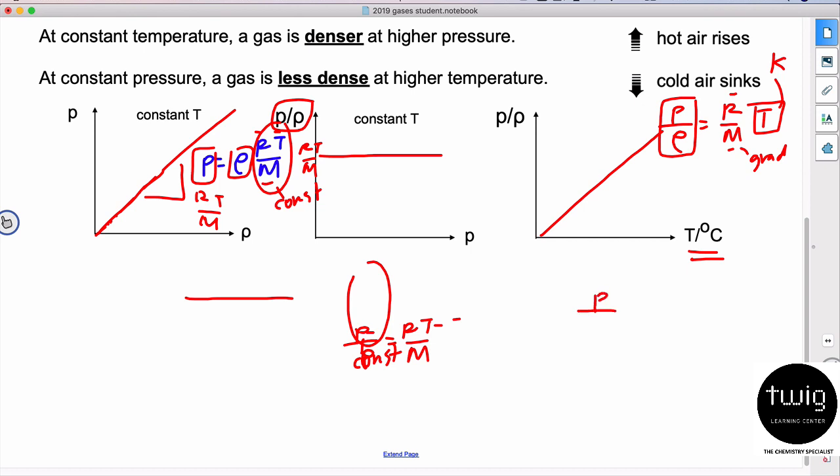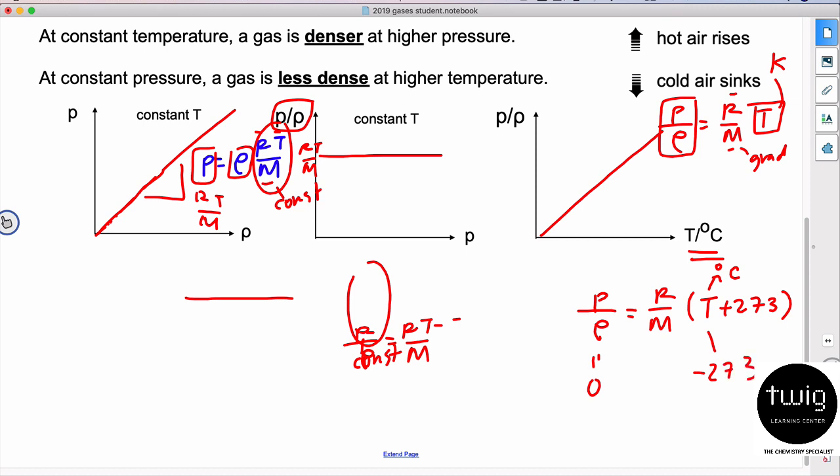So pressure over density is equal to R over M times T. This is just a quick proof. Say this T is in degrees Celsius. I'm going to change to Kelvin, so I must add 273. Mathematically we know that the x-axis is when this is 0. This being 0 means it's the x-axis, isn't it? So on the x-axis, when it's 0, T must be equal to minus 273.